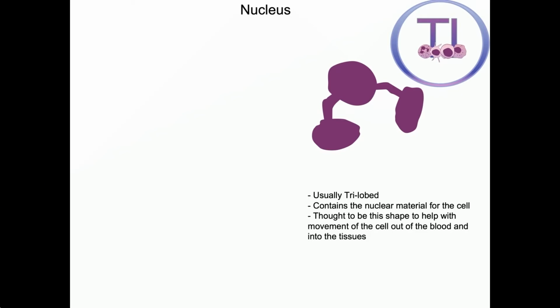It lives in the blood, but it wants to be able to get out of the blood to go to where the problem is in the body. So we call that trafficking. And it wants to move and migrate over to where the infection is in the tissue so that it can start to fight on your behalf. And in order to do that, it has to squeeze through some very, very tight structures.